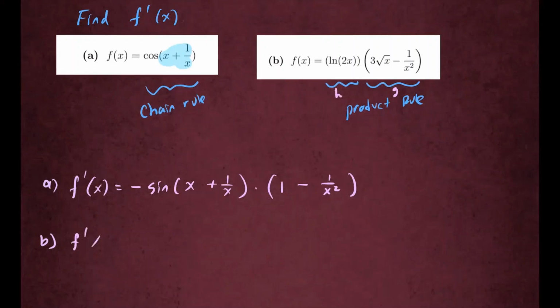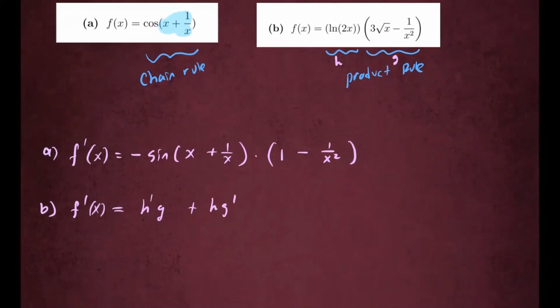So your derivative of f of x is going to be, you keep the first, differentiate the second, and then you differentiate the first, keep the second. Sorry, you differentiate the first, keep the second. So let's go ahead and differentiate h. So h is ln of 2x. The derivative of ln of any function is 1 over that function times the derivative of the inside. So derivative of 2x is simply 2. And then you keep the second, that's 3 square root of x minus 1 over x squared.